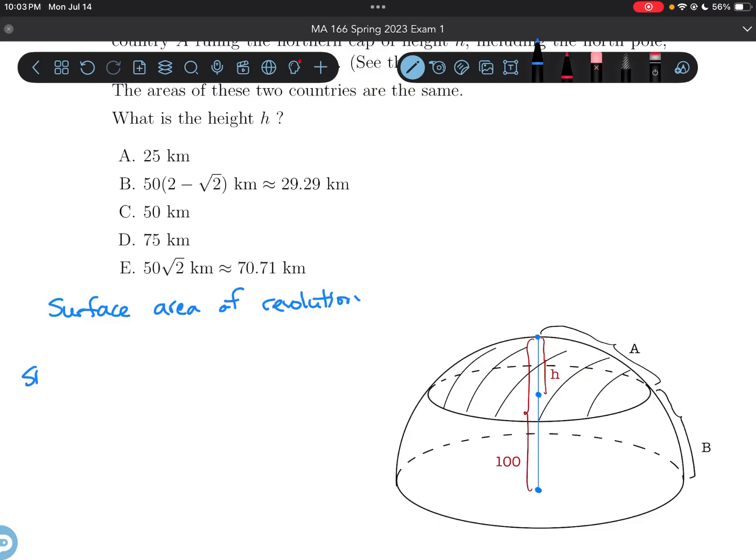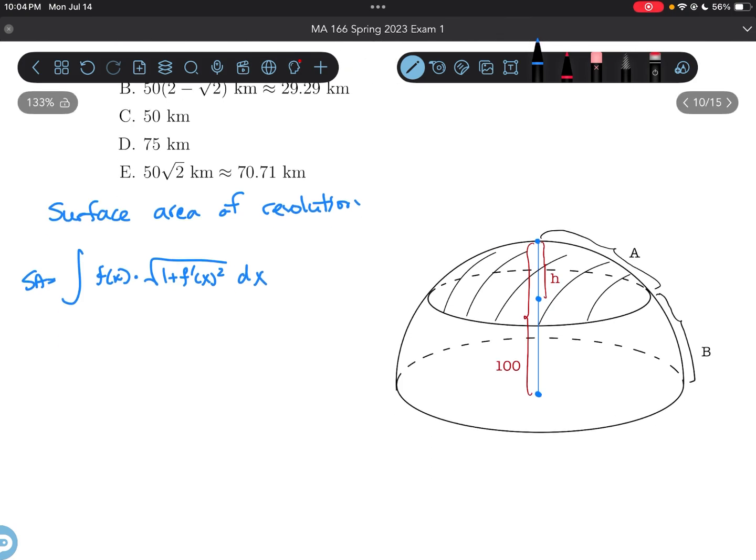Okay, so the formula for this is f of x times the square root of 1 plus f prime of x squared dx. And so this would be if you were rotating about the x-axis. If they were telling you that you're rotating about the y-axis, you would have f of y instead. But this formula is for the case where you're rotating about the x-axis.